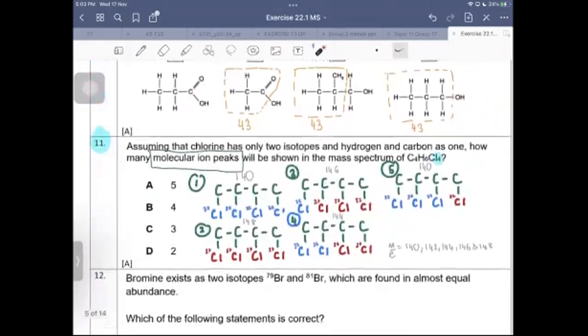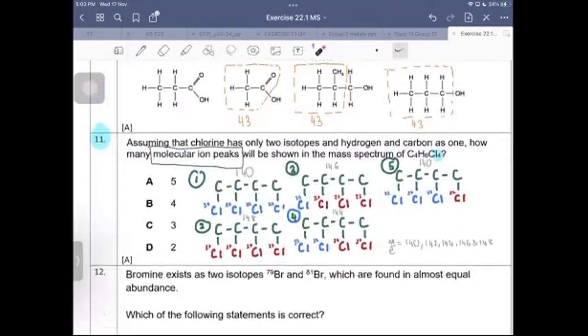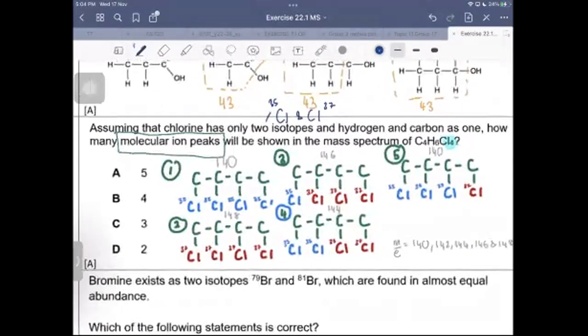Okay, for question 11, assuming that chlorine has only 2 isotopes, and hydrogen and carbon as 1. Now, the chlorine isotopes that we know are chlorine 35 and chlorine 37, okay? How many molecular ion peaks will be shown in the mass spectrum of C4H6Cl4? There are 4 chlorine atoms in this molecule, and there are 2 isotopes of chlorine. So how many molecular ion peaks? Molecular ion peaks are the signals produced by the molecules that have not been fragmented. So you don't break any bond. You have the molecule as a whole, but with a positive charge.